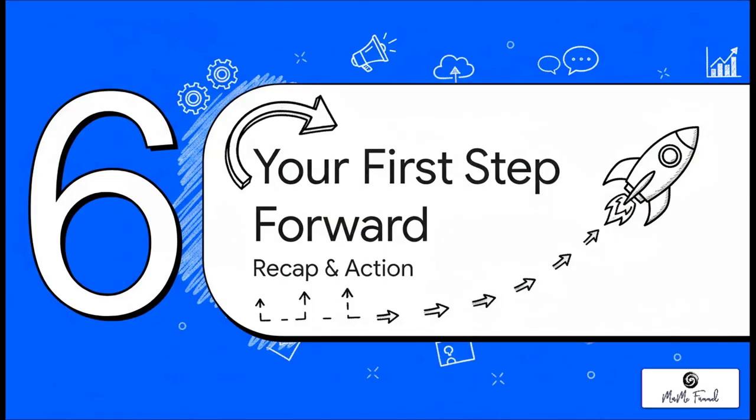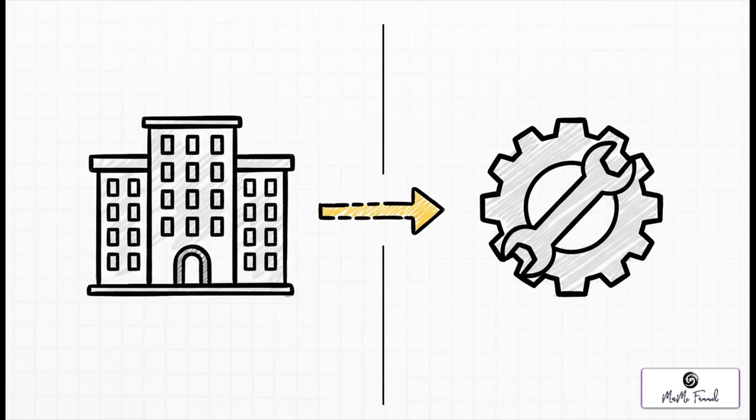Let's bring it all back home with a quick recap, and then let's talk about the very first thing you should do after this. If you only remember one thing from our entire chat, please let it be this. Agency view is your headquarters for managing your business. The sub-account view is the workshop for doing the actual work for a client. Get that straight, and I promise you, you've mastered the hardest part of Go High Level.